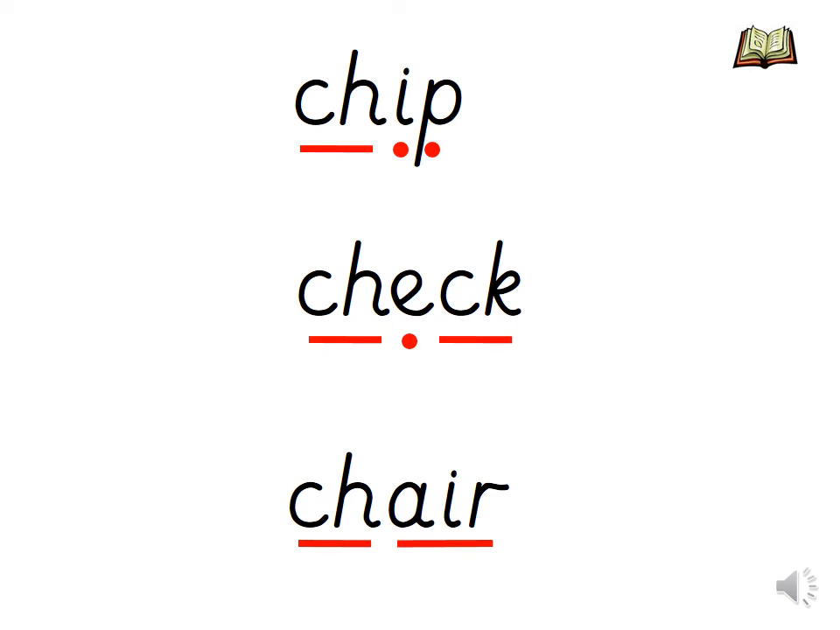Let's read some words with the phoneme ch. I've already added the sound buttons, so what I want you to do is pause the video, sound out the words and blend them together. Then click play when you're ready.